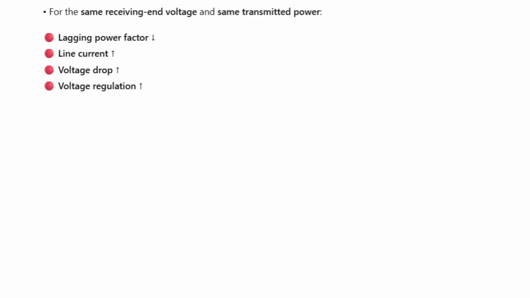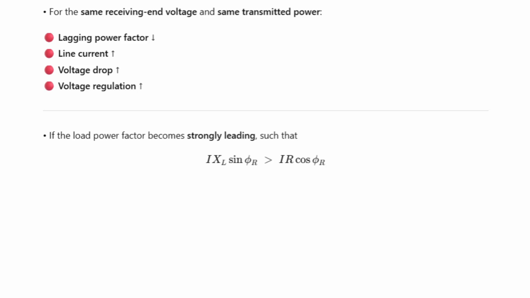Now think about this. For the same receiving end voltage and same power, if power factor decreases in a lagging load, current increases. Higher current means higher voltage drop, so voltage regulation increases. But if the power factor becomes leading and so strong that I multiplied by XL multiplied by sine phi R becomes greater than I multiplied by R multiplied by cos phi R, then voltage regulation becomes negative.